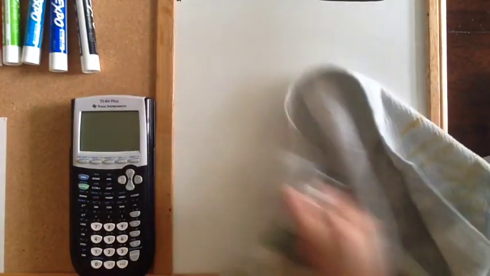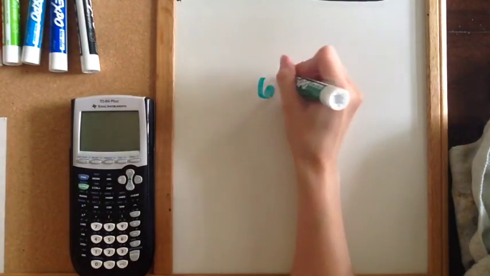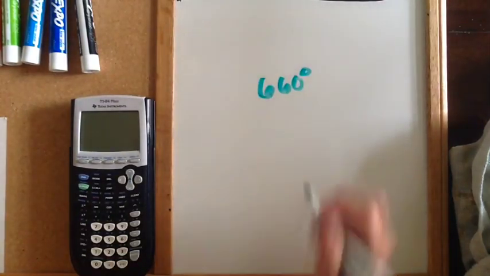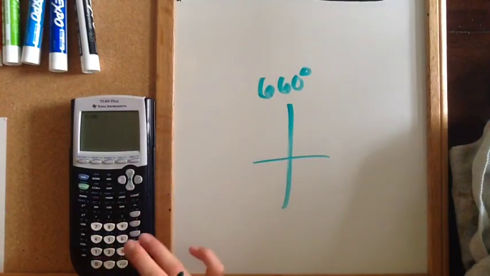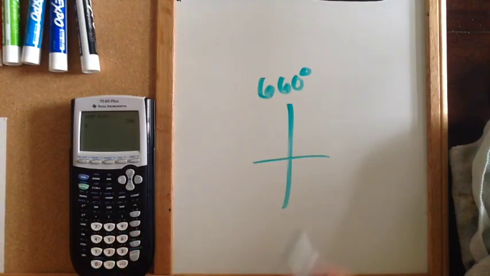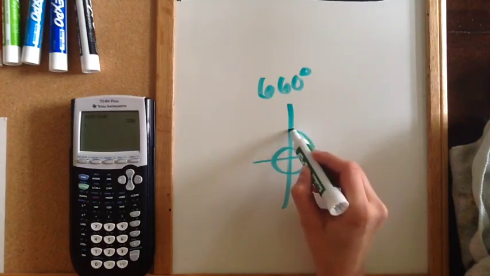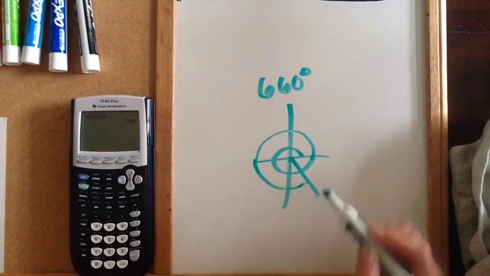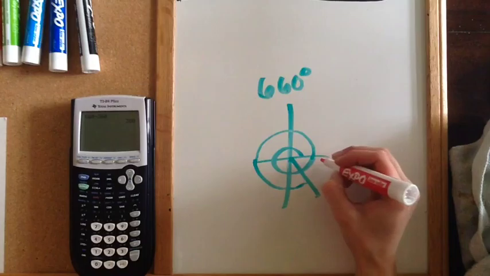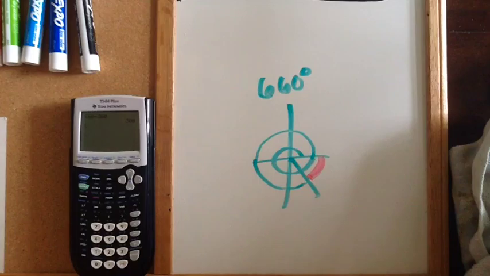Let's try another one. Let's look at one past 360 degrees. So if I have 660 degrees, I'm first going to see how far past 360 it is. So I'm going to do 660 minus 360, which just gives us 300. So I'm going to go around one full time to 360, and then I'm going to go 300 more. So 90, 180, 270, and then this is 360, so I'm going to go about there. Okay. So I want to know how much more to get to the x-axis.